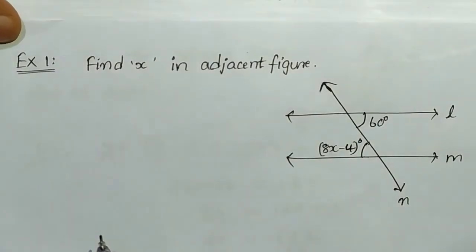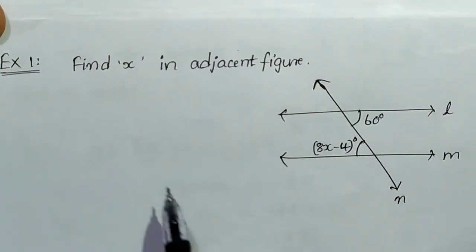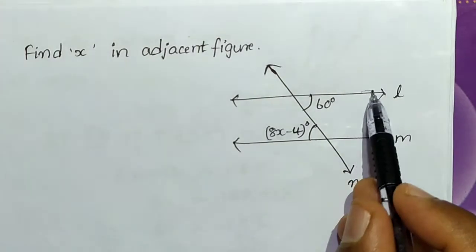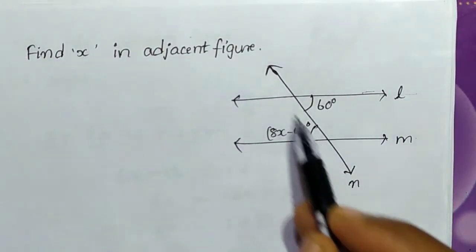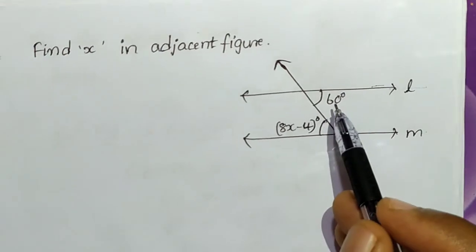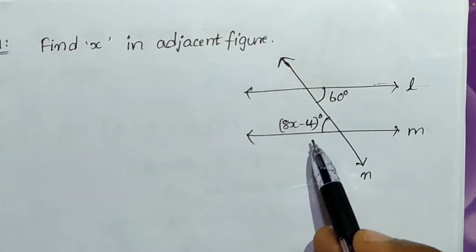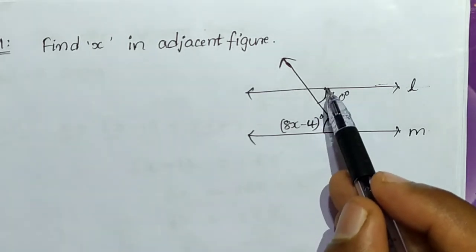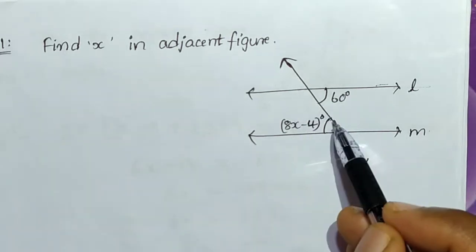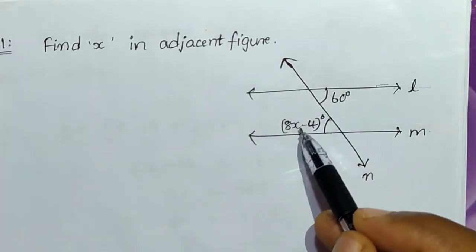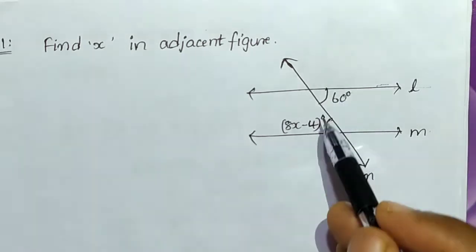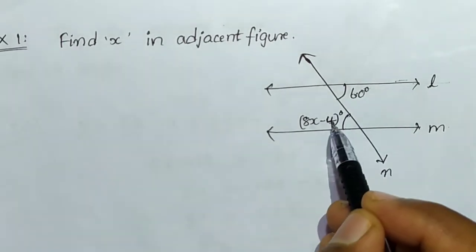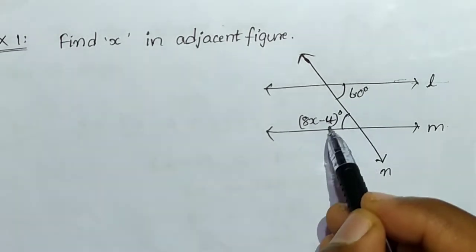Now examples based on theorem 2, right? Find x in the adjacent figure. In the figure, L is parallel to M, these two are parallel, and N is transversal. So the given two angles, which type of angles are there? These two are called alternate interior angles: in between two lines, interior, alternate, either side of the transversal. So these two are equal, already proved in theorem 2. From the figure, these two are alternate interior angles. We know very well alternate interior angles are equal.